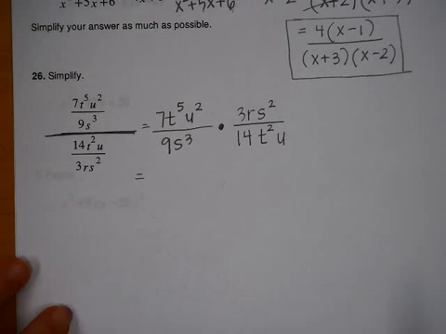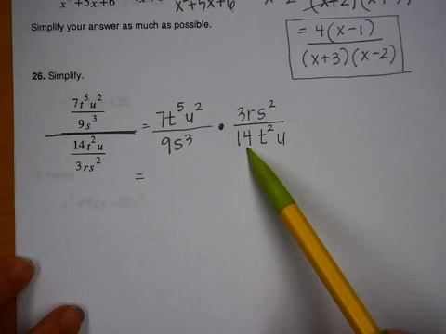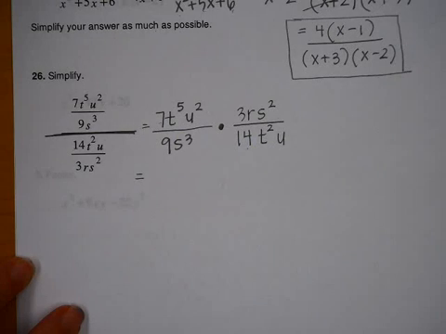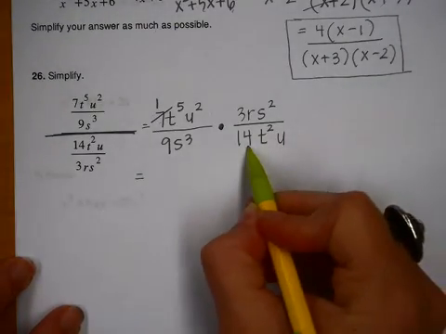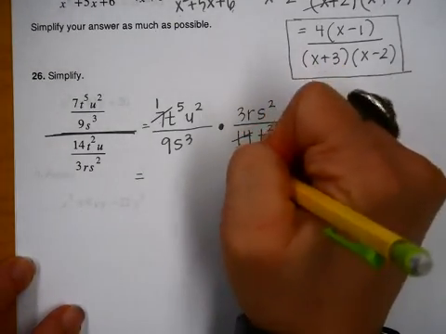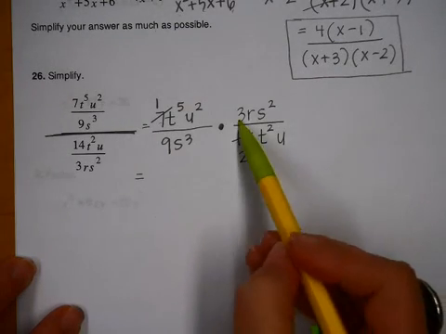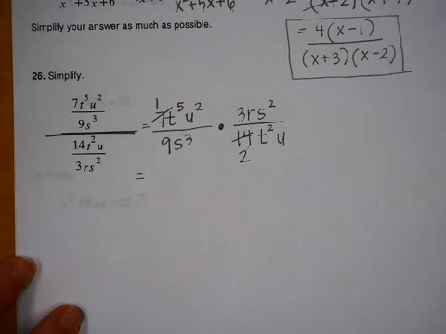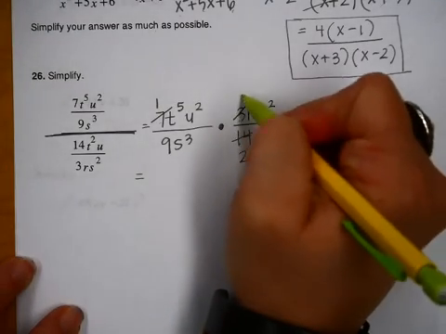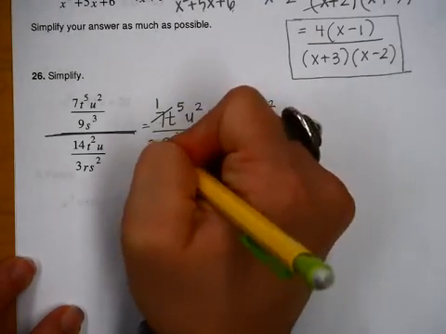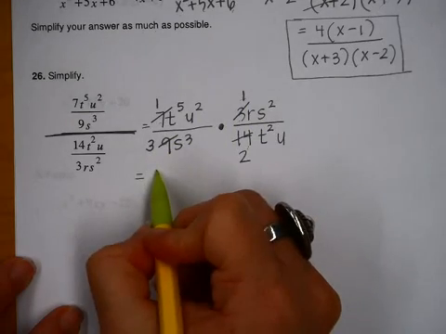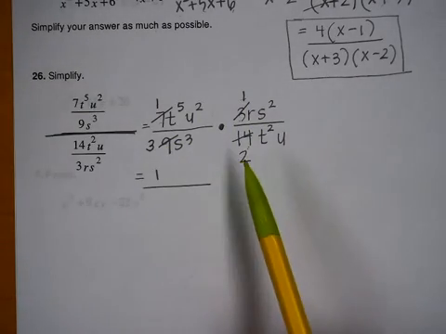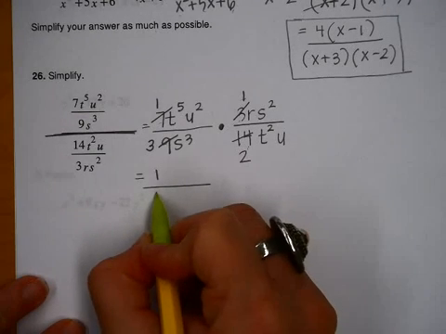Okay? Alright, so notice on your numbers we have 7 and 14. What will go into both 7 and 14? 7, right? So 7 will go into 7 one time. How many times will 7 go into 14? 2 times. Okay? What about your 3 and your 9? What will go into both of those? 3. So 3 will go into 3 once, and it'll go into 9 3 times, right? So then your numbers are 1 times 1, which is just 1. And on the bottom, what do you have? 3 times 2, which is 6.